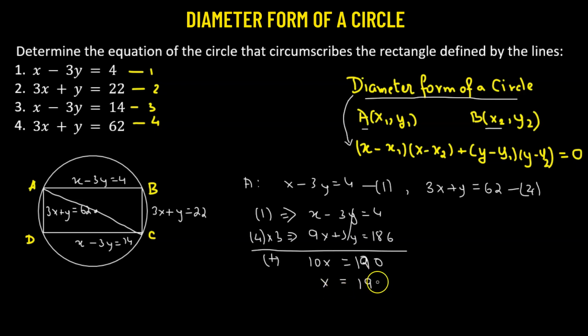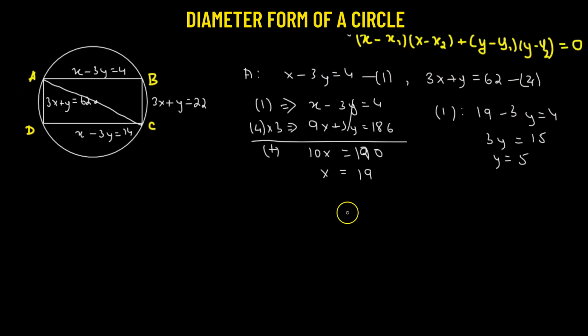Now we have the value of x. We can substitute it in either equation to obtain the value of y. Let's go with equation number 1. Here we have 19 minus 3y equals 4. So 3y equals 15, then y equals 5. That means the coordinate of point A is 19, 5. So let's note this down: the coordinate of point A is (19, 5).